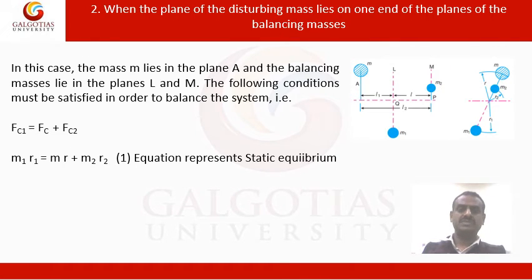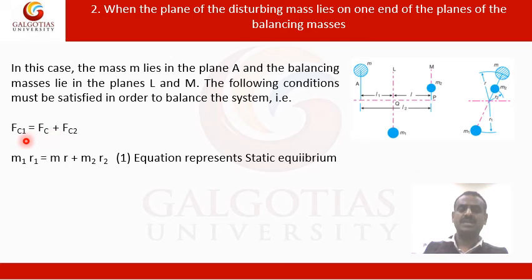So for case 2, the plane of the disturbing mass lies on one end of the planes of the balancing masses. In this case, the mass m lies in plane A and the balancing masses lie in planes L and M. Here the mass m is the disturbing mass, which lies on the left hand side of the balancing masses, that is m1 and m2. The following condition must be satisfied in order to balance the system.